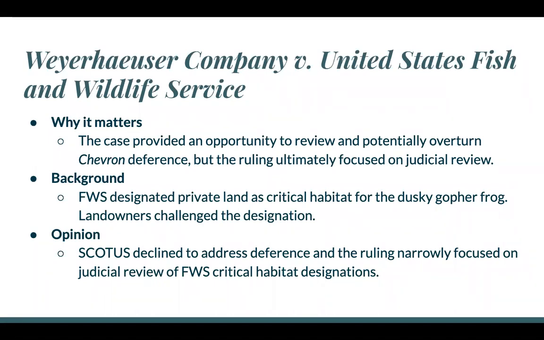So analysts thought that the Supreme Court would address deference in Weyerhaeuser, but the ruling ultimately had to do with judicial review? Exactly. So the court held that Fish and Wildlife's critical habitat designations are subject to judicial review, and they sent the case back to the Fifth Circuit to determine whether the agency's decision was arbitrary, capricious, or an abuse of discretion. Some journalists and scholars argued that the decision strengthens judicial oversight of discretionary agency actions, but others claimed that the ruling obstructs agencies' ability to exercise discretion.